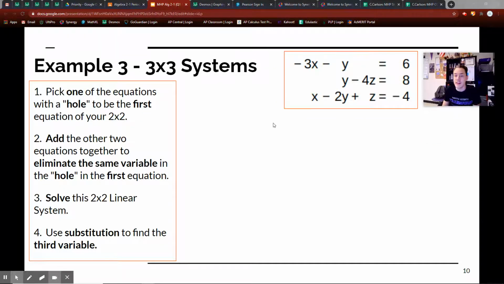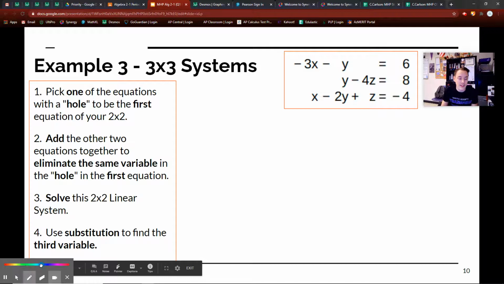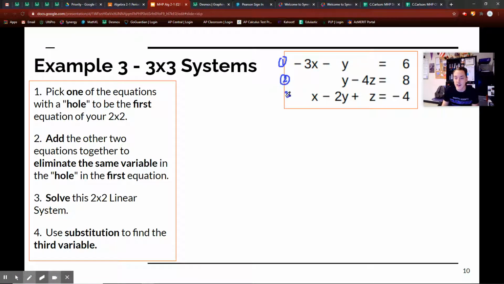We have this equation. Of course, as always, we need to label. So first, second, and third. Now notice, this doesn't have an x. That doesn't have a z. So that means necessarily, okay, there is a hole. Now, how do I do this? Well, pick one of the equations with a hole to be the first equation of your 2x2. So what I'm going to do is actually pick number 2. So I'm going to pick number 2 to be the first equation to be my 2x2.